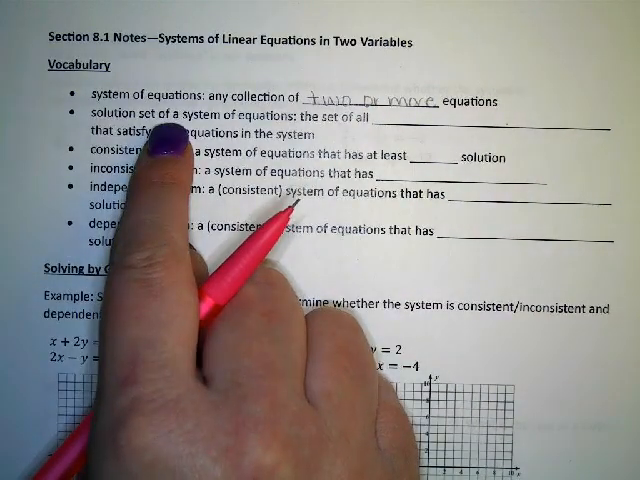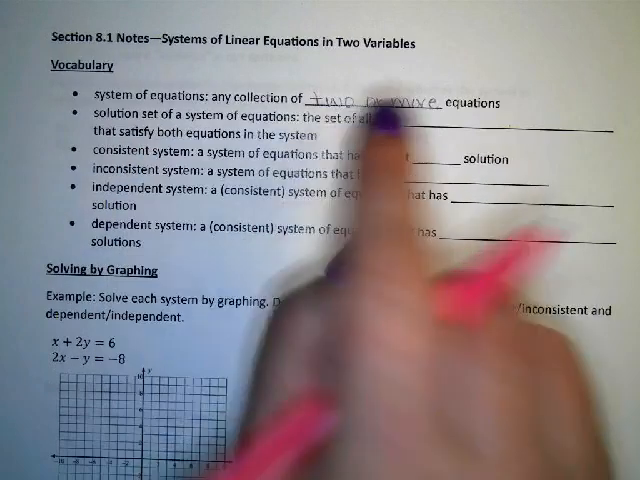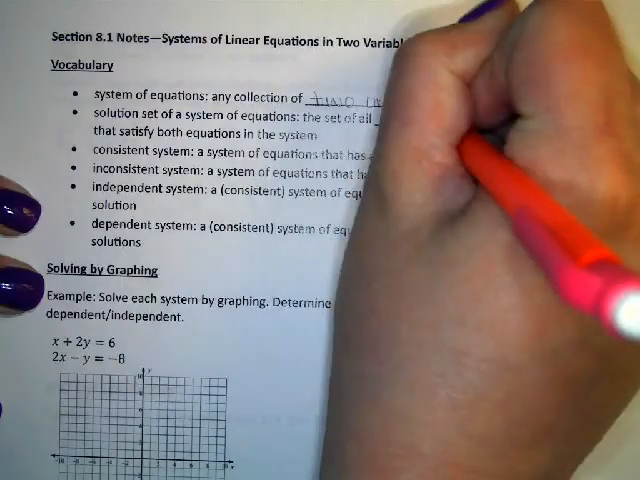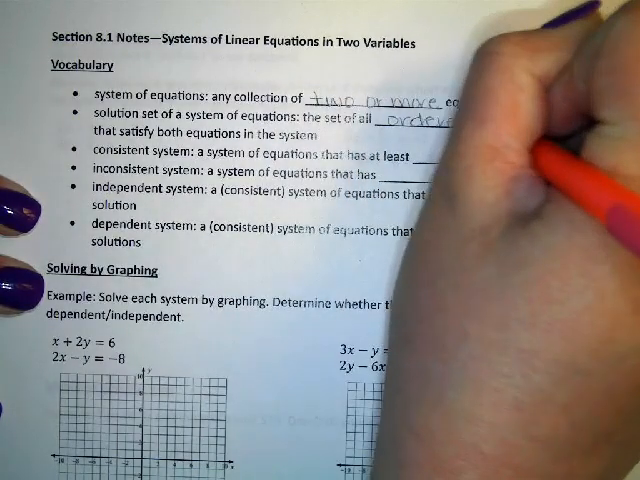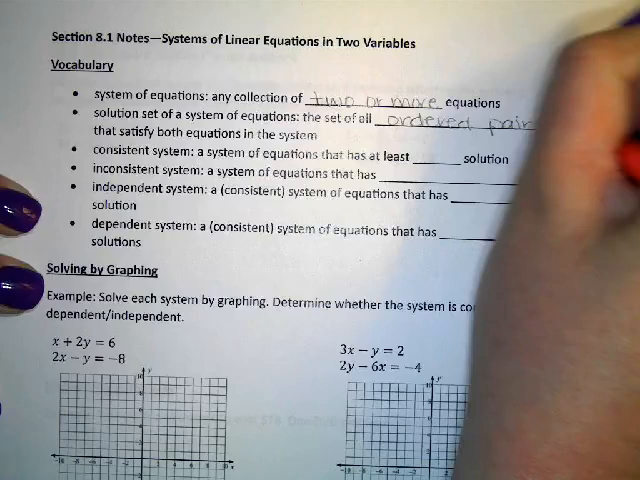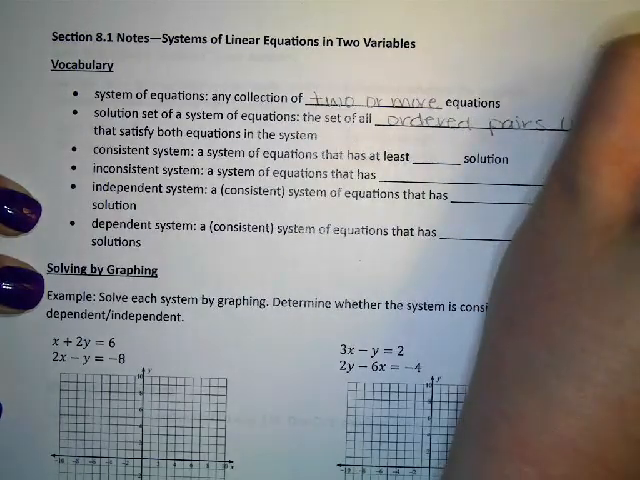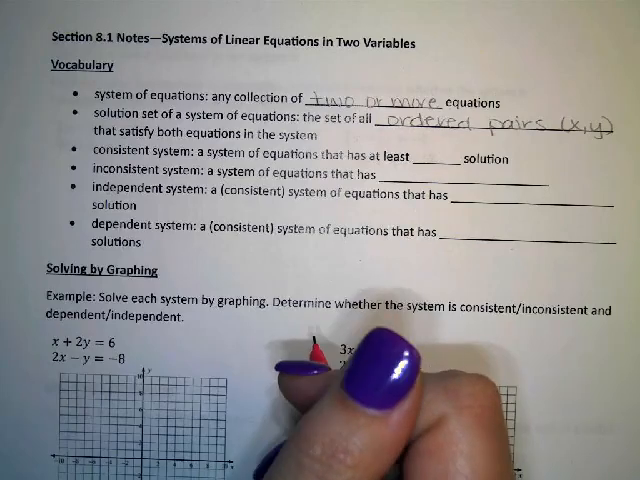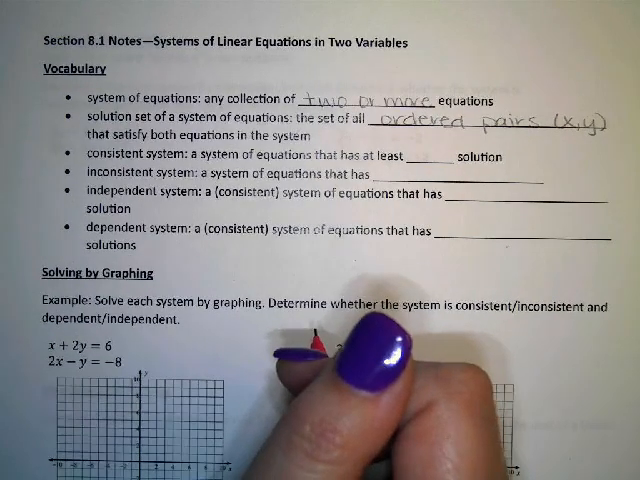The set of solutions of a system of equations is the set of all ordered pairs, x comma y, that satisfy both equations in the system, so they're going to make both equations in the system true.